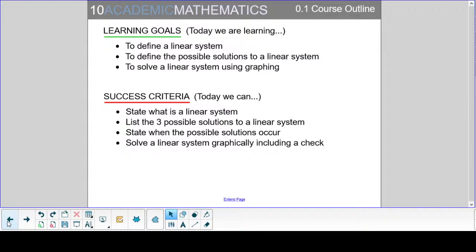Can somebody state what is a linear system for me, please? Just hands up. What's a linear system? Just to recap this lesson. Thank you. Benjamin. It's like two lines on a graph. Two lines. Yeah. Doesn't have to be on a graph, but in this case it was. Yeah, it's not one line.